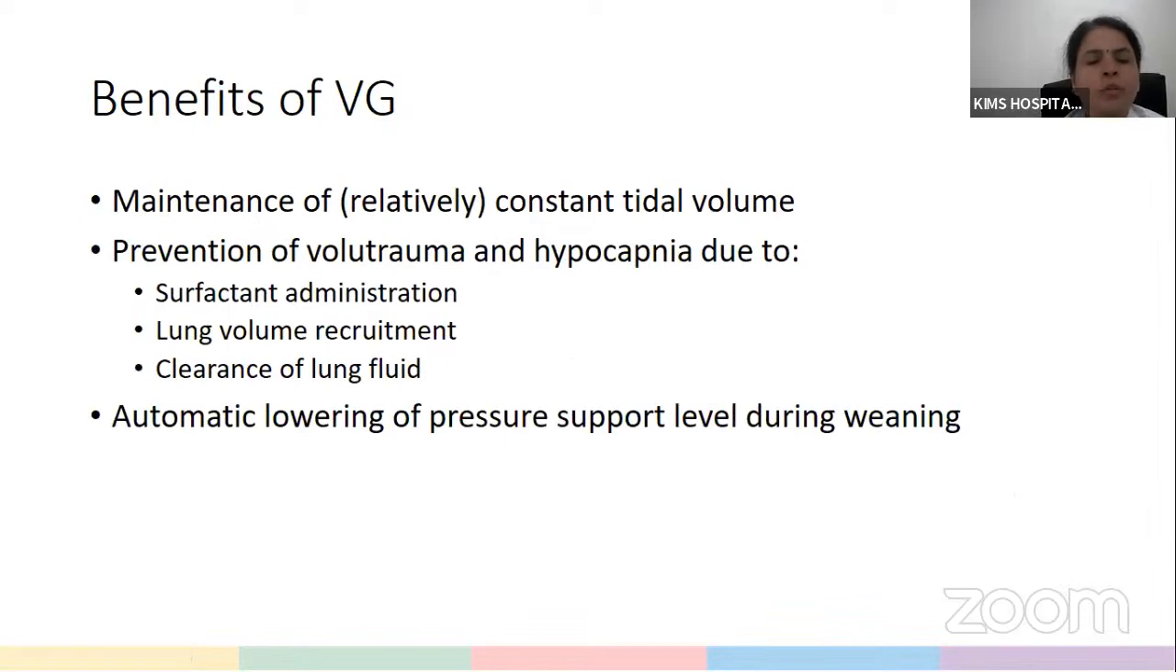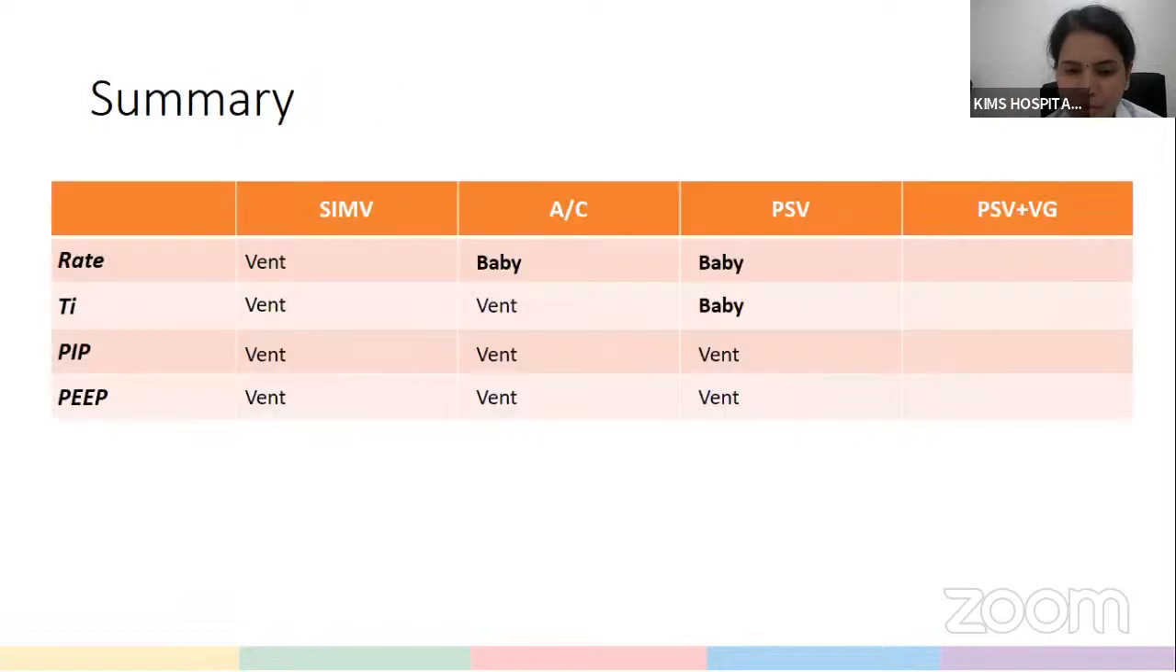The benefits of volume guarantee are maintenance of a constant tidal volume, and this can adjust for rapid changes in compliance, which can be seen post-surfactant administration or after clearance of lung fluid. Even if we sometimes have to ventilate a baby with pulmonary edema and we used Lasix, and pulmonary edema became better, compliance improves. The volume guarantee mode will ensure that we don't end up over-ventilating the baby. And there is automatic weaning or lowering of the PIP based on the volume that is reached.